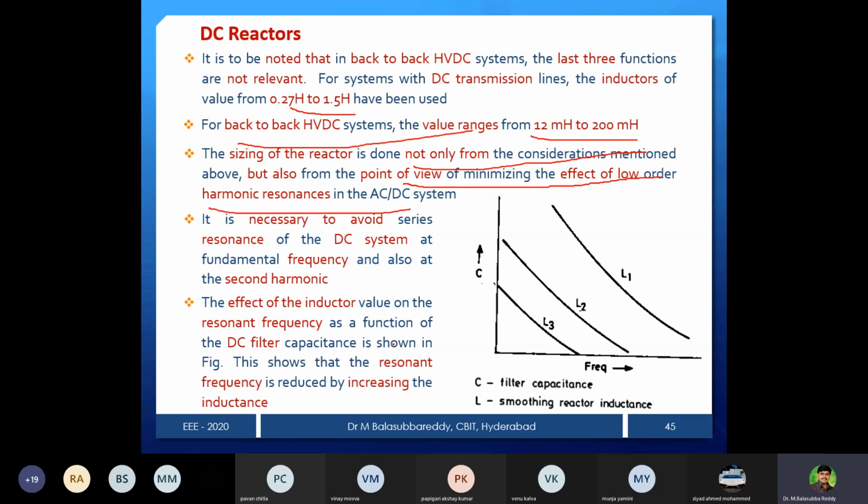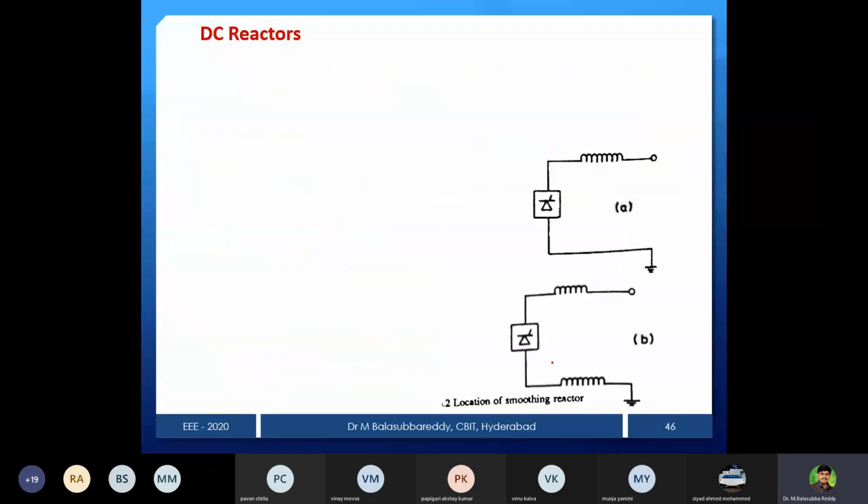So the effect of the inductor value on the resonance frequency, you can see once we plot, the resonance frequency is reduced by increasing the inductance. So if the inductance increases, the resonance frequency also decreases, because this is L1, and as we go on increasing the inductance value, automatically you can see that the frequency decreases.